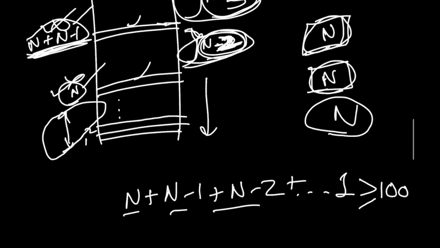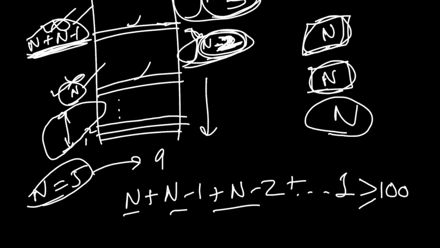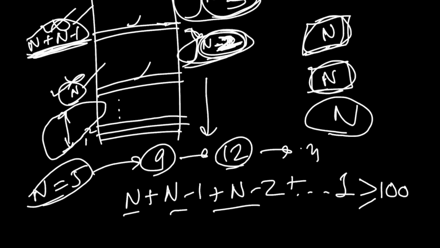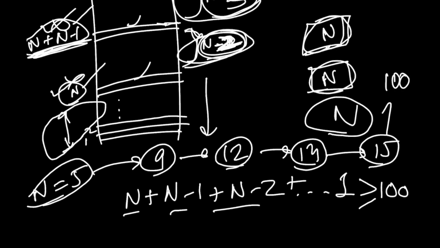Well, let's say my n value is 5, right? Then the next time I go to 9, then 12, then 14, and then 15. Now after 15, my gap value is already at 1. So to go all the way up to 100, I didn't reach 100 in this way, right? So this algorithm won't work.